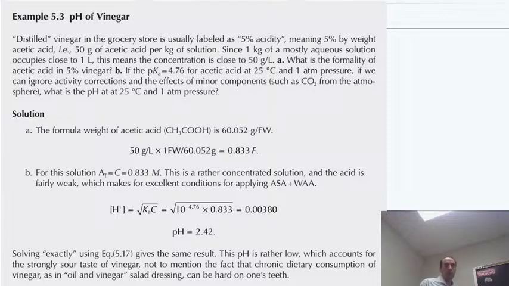So when we do that, H plus should be equal to 0.0038, and we take 10 to the minus log of that, and we get 2.42. Okay, so 2.42, that's quite low. So if we were to drink straight up vinegar, well, of course our stomach probably has a lower pH because it's making a lot of HCl, but maybe you'd have some concern for how your teeth are doing with that condition, right?